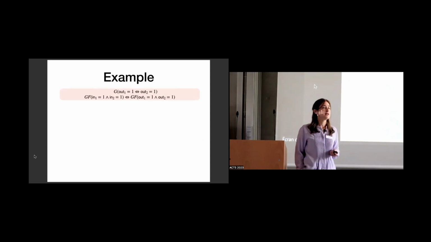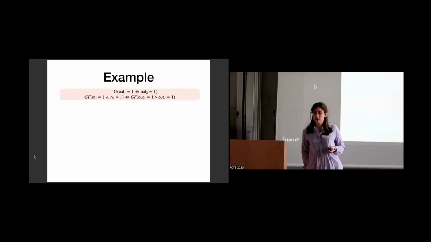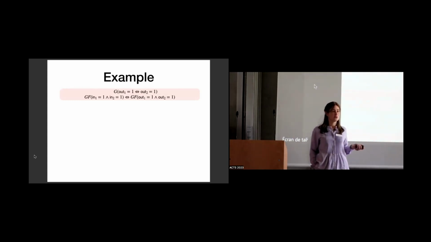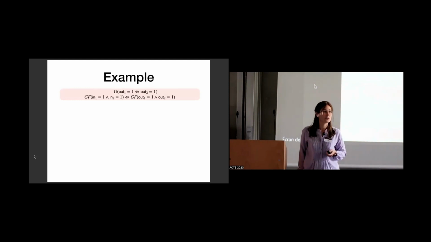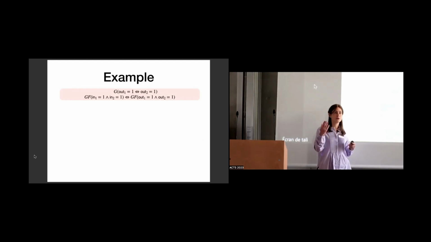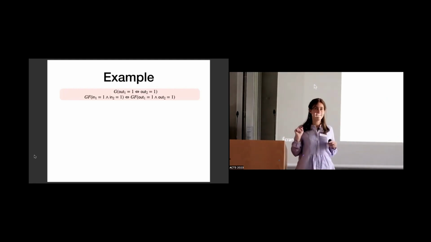Okay, so now an example. So this is my specification. I say that always, if I have a 1 on the left output, I have a 1 on the right output, and reciprocally. And also, if I have an infinite number of times 1 and 1 on both outputs, I have to have 1 and 1 on both outputs.